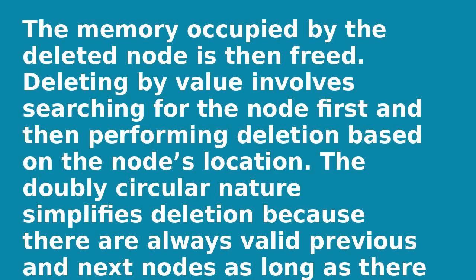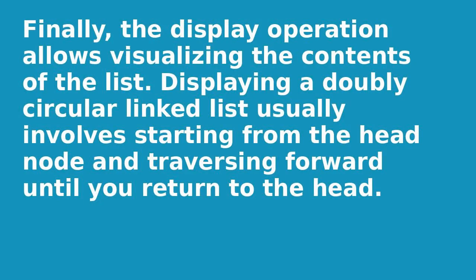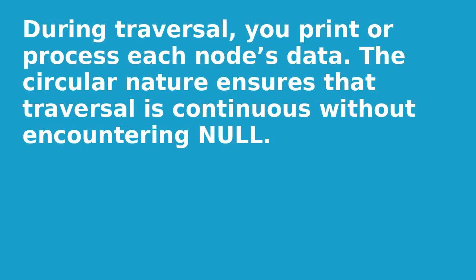The doubly circular nature simplifies deletion because there are always valid previous and next nodes as long as there is more than one element. Finally, the display operation allows visualizing the contents of the list. Displaying a doubly circular linked list usually involves starting from the head node and traversing forward until you return to the head. During traversal, you print or process each node's data. The circular nature ensures that traversal is continuous without encountering null.